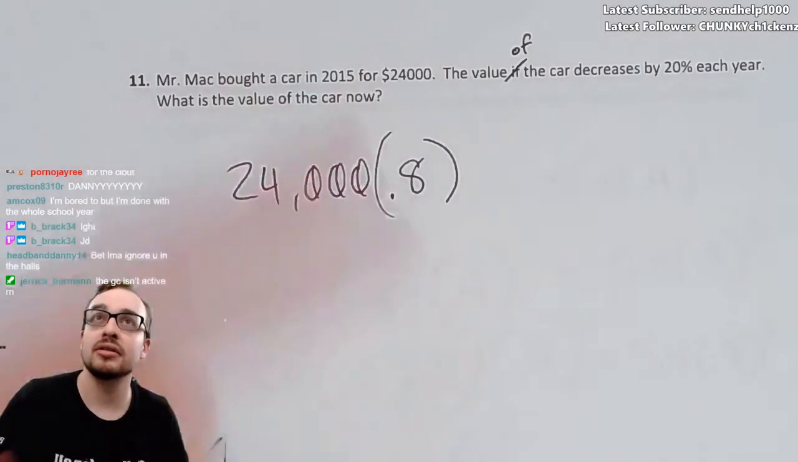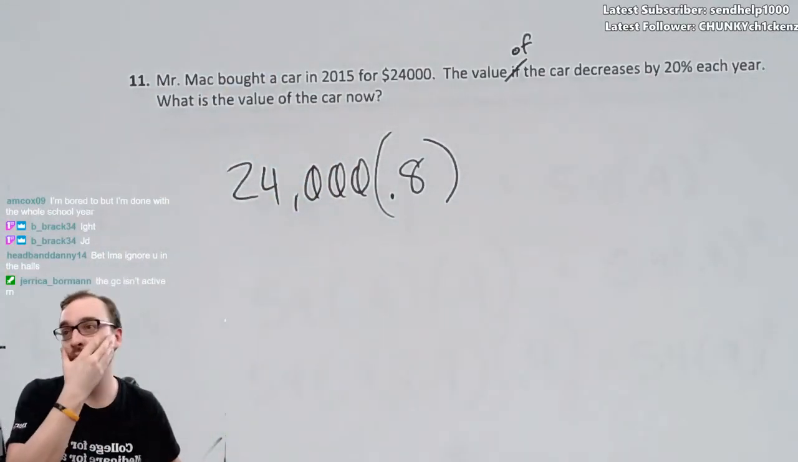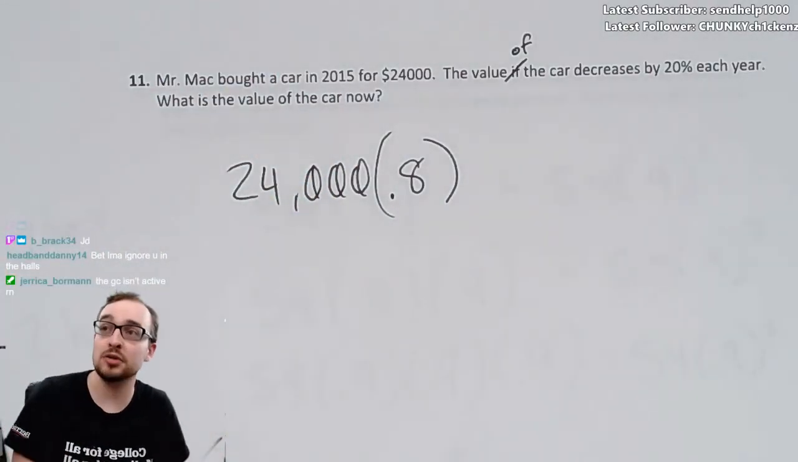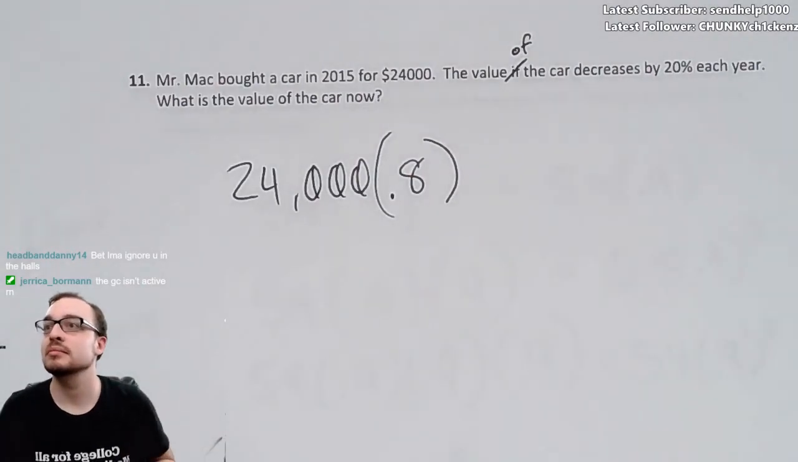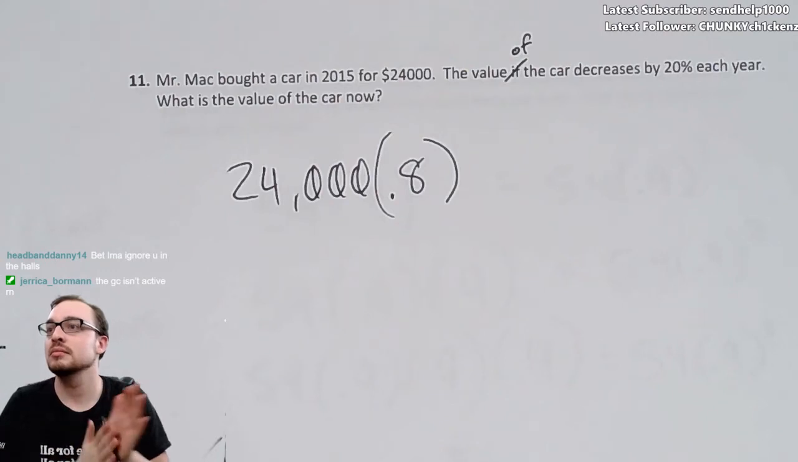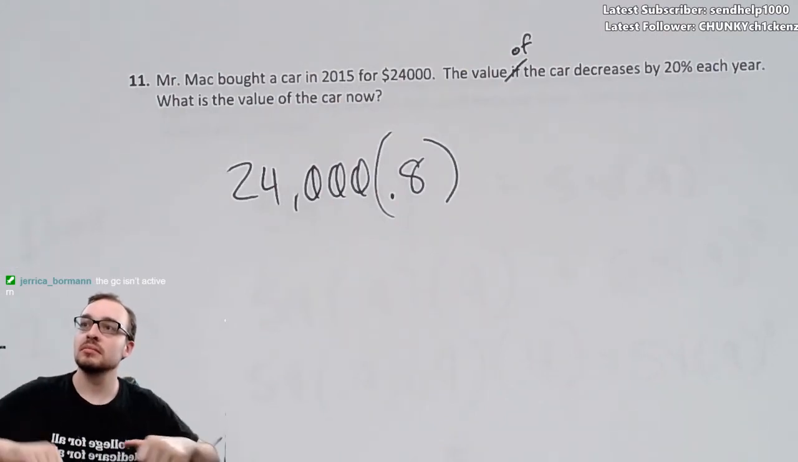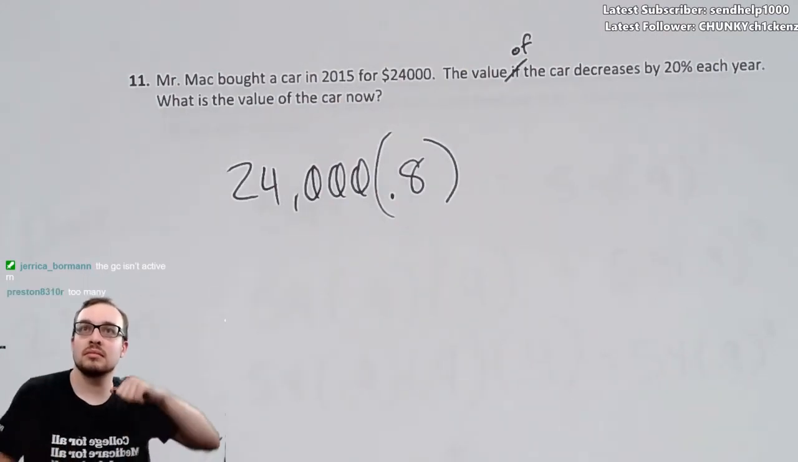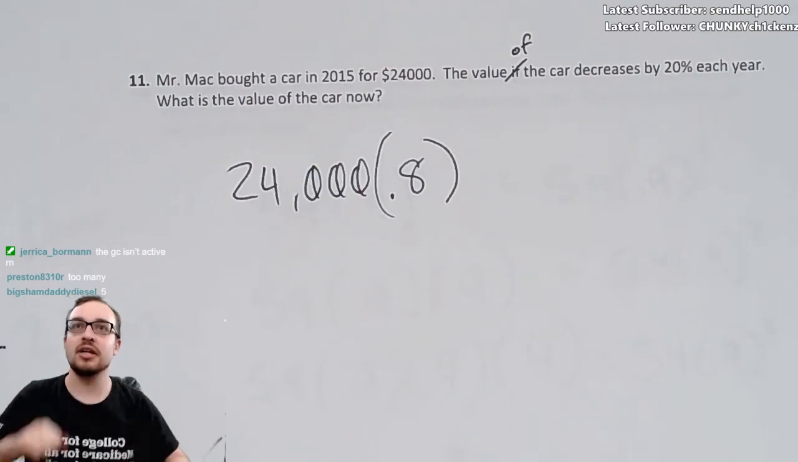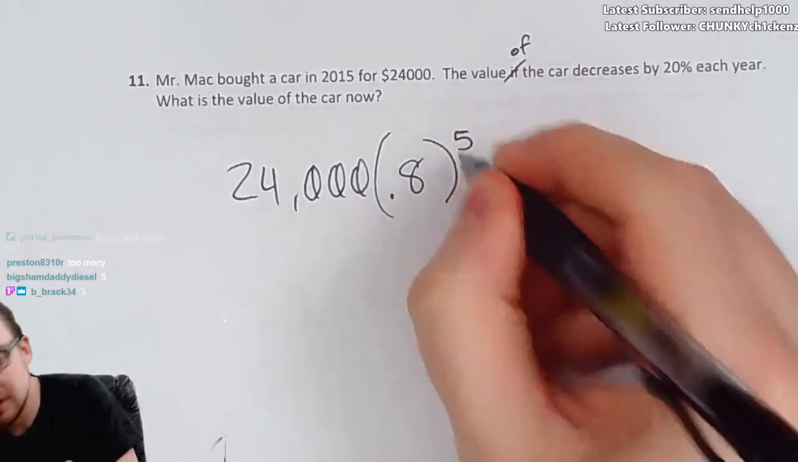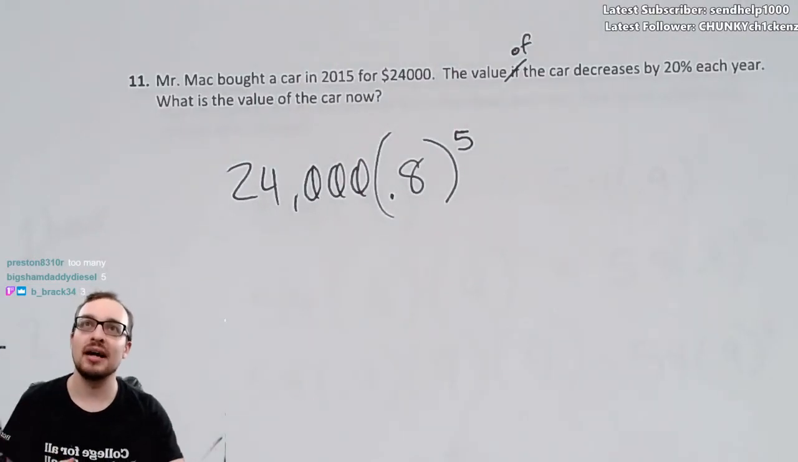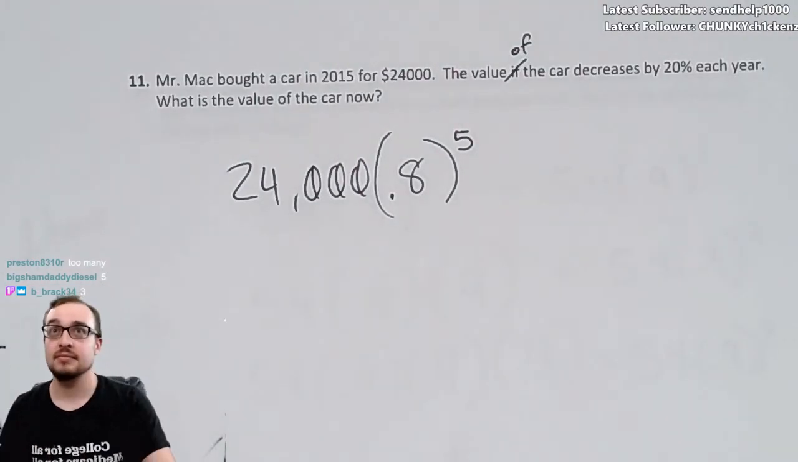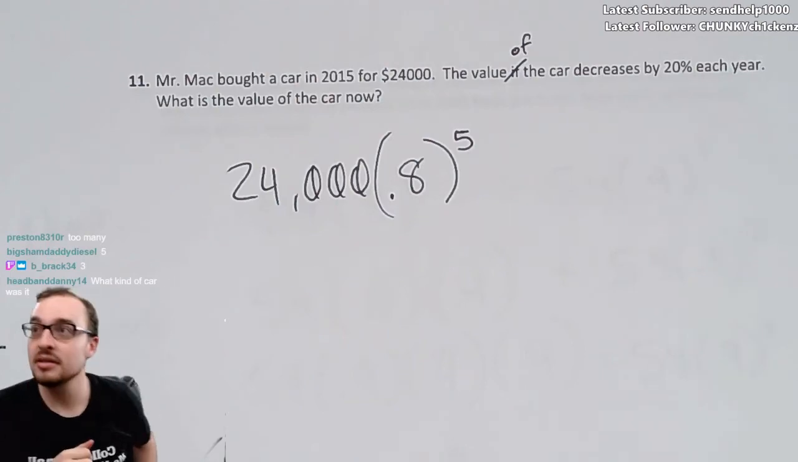How many years have gone by since 2015? Feels like 100, but in actuality, how many years have gone by? I know, it feels like 1,000, right? But it's been 5. So we're going to take 80% of that 5 times, right? As soon as you get that car off the lot, time starts ticking. That's capitalism, boys.